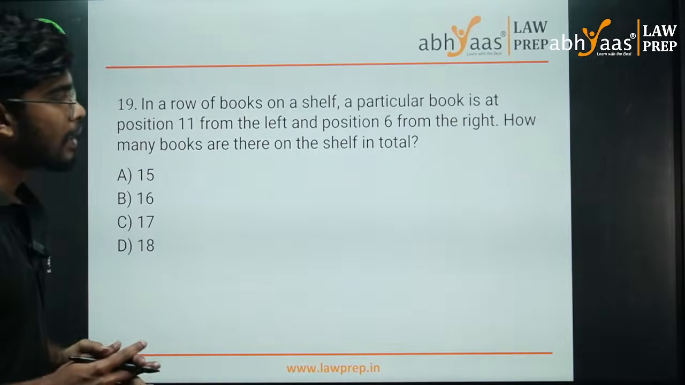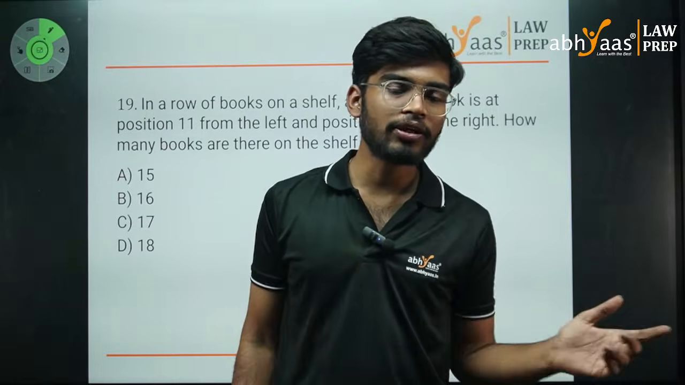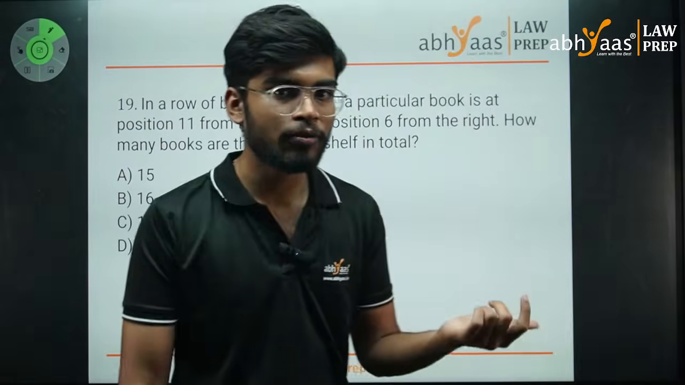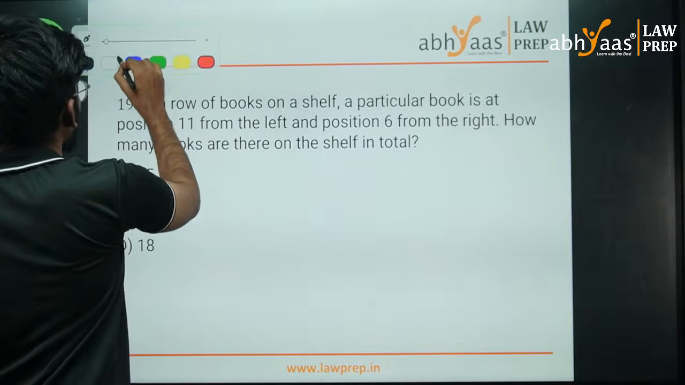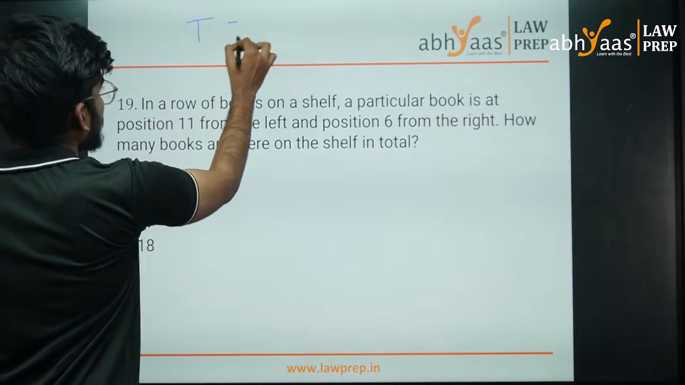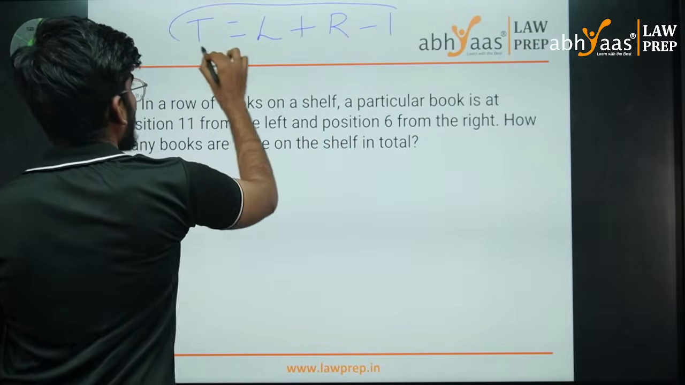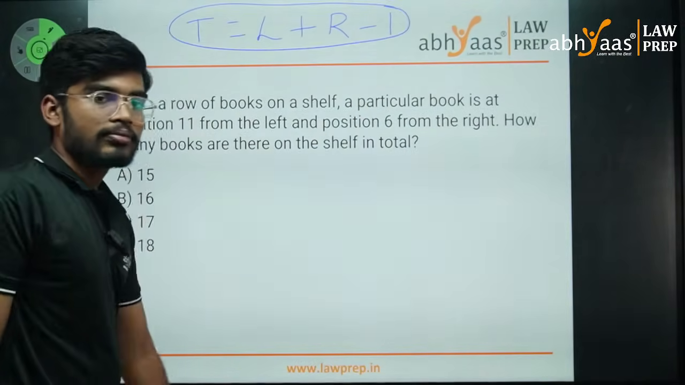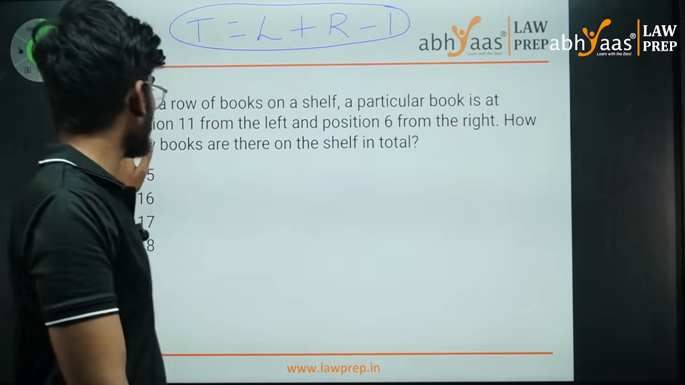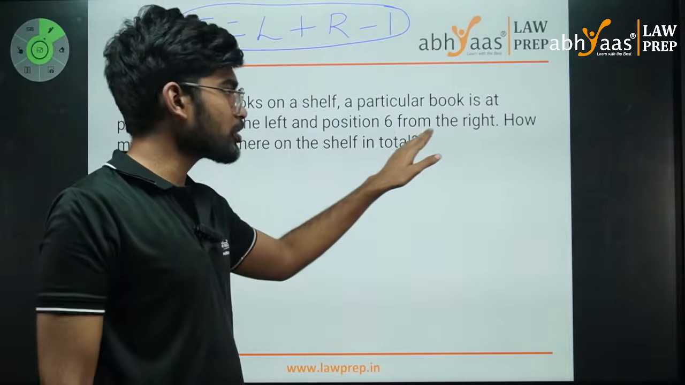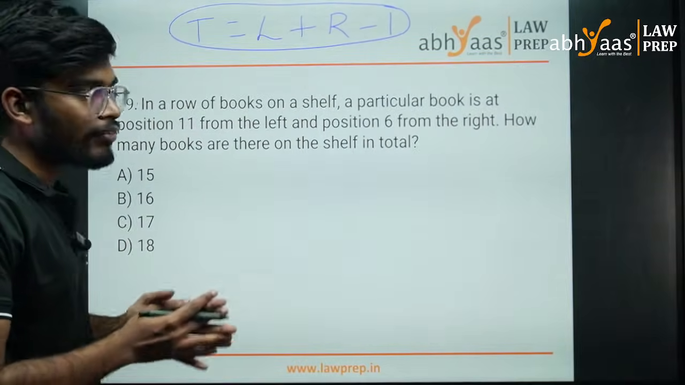This requires you to know the formula, or else you can do this directly as well, but that will take more time. So the formula which you are supposed to learn in this is total is equal to left plus right minus 1. So this is the formula. See, here in a row of books on a shelf, a particular book is at position 11 from the left and position 6 from the right. How many books are there on the shelf in total?